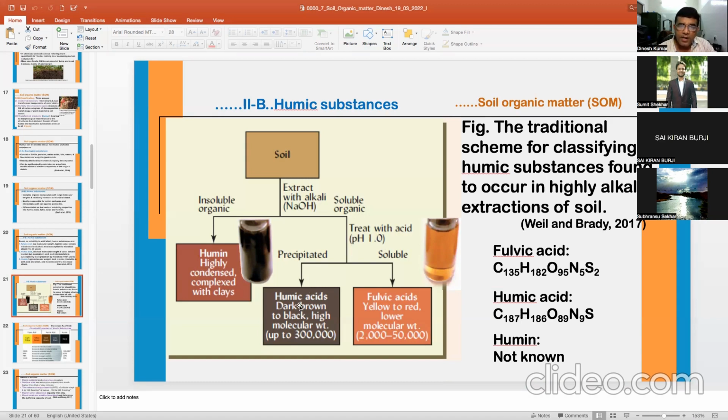The precipitated part is humic acid, which is dark brown to black in color, high molecular weight, 300,000. And one lighter fraction is soluble. You can see the color, very light, orange, yellow. Fulvic acid, yellow to red, lower molecular weight, 2,000 to 50,000. So fulvic acid has a known formula, while for humic acid and humin, scientists still need to ascertain the structure. The structure is not known.